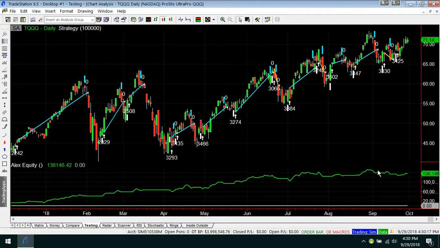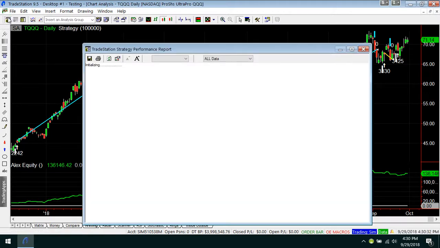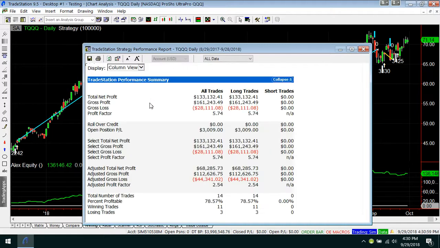This chart's for about a year, and it's made $136,000 on a beginning bankroll of $100,000. So that's how the performance has gone. Here are the actual figures. This is taking longer than I expected it to, but it is calculating, so here we go.